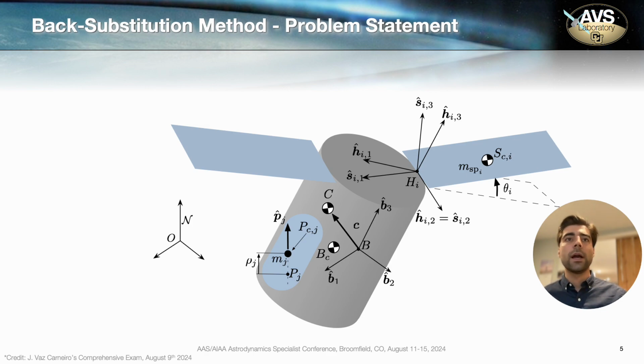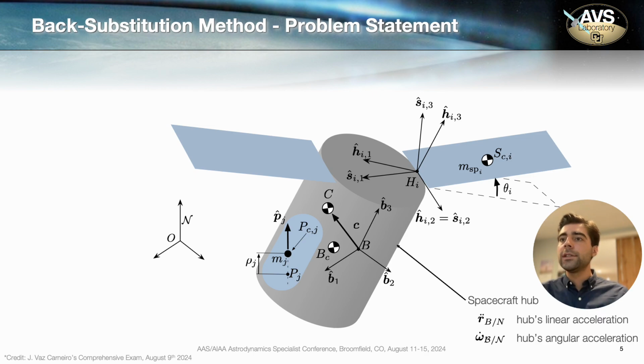So just to quickly point out, we have an inertially fixed frame N on the left-hand side here, and then in gray we see our central hub on our spacecraft with its own body fixed frame B. So when we're talking about the translation and rotation of our spacecraft throughout time, the states we care about are this r double dot BN, linear acceleration of our hub, and omega dot BN, angular acceleration.